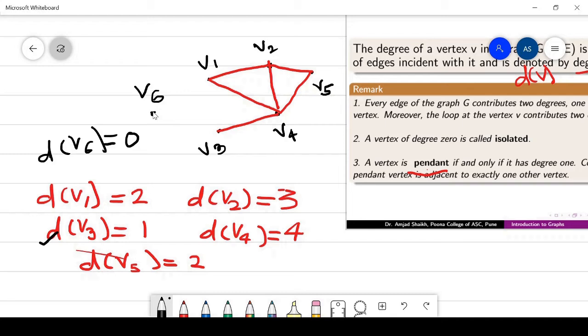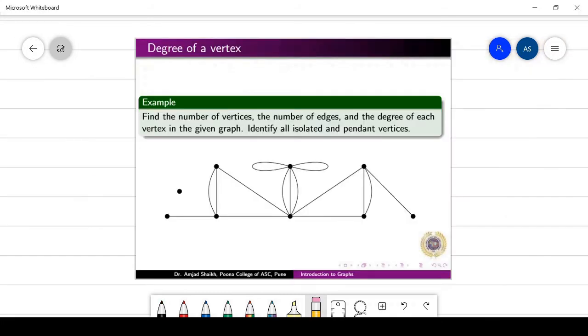We'll see one example based on this. Consider this example. Find the number of vertices, number of edges and degree of each vertex in the given graph. Identify all the isolated and pendant vertices. So in this graph, we have to find the vertices and edges and the degree of each vertex. First we'll label these vertices. You can start from any vertex here.